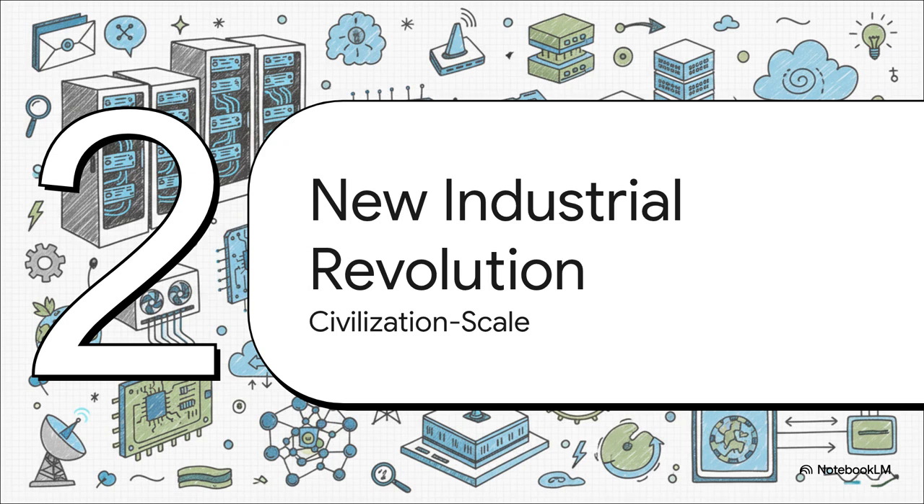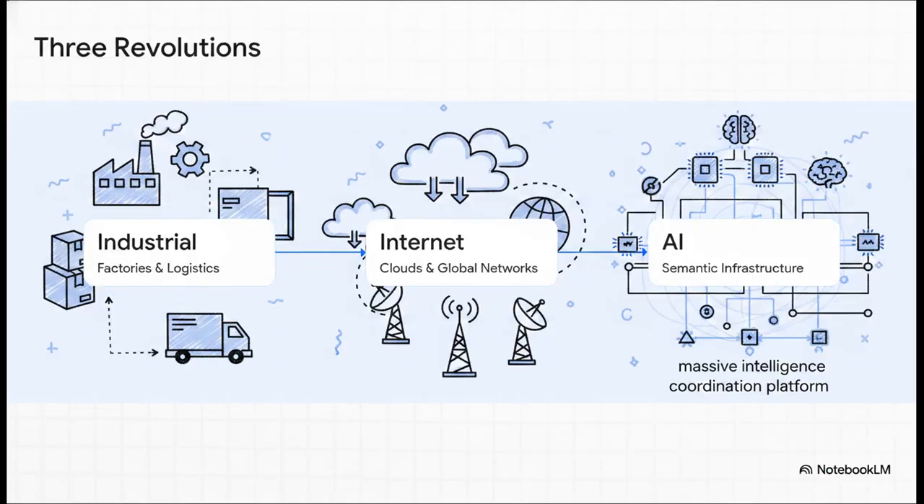Finally, Part 5. The New Industrial Revolution. Civilization-Scale Infrastructure. Let's zoom out to the big picture for a second. If we look back through history, step 1 was the Industrial Revolution, right? And that depended heavily on physical factories and logistics. Step 2 was the Internet Revolution, depending on clouds and global communication networks. Today, step 3 is the AI revolution. But as we've just seen, it's not just about clever algorithms anymore. It increasingly depends on GPU fabrics, semantic infrastructure, and massive intelligence coordination platforms. AI-native clouds are fundamentally transforming the entire global digital economy.